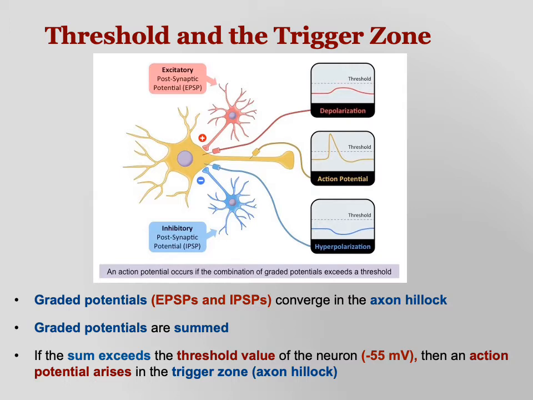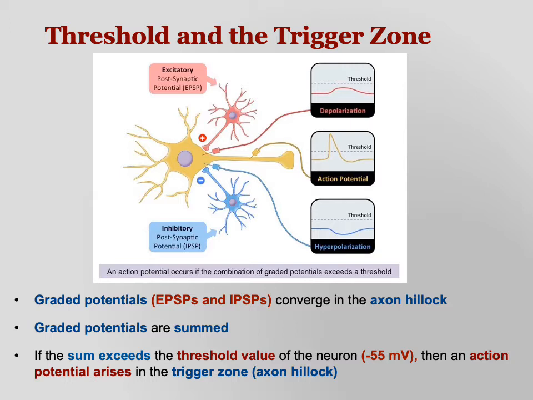That doesn't necessarily happen every time. So we could have, for example, a whole bunch of IPSPs. They might greatly outnumber the EPSPs. In that case, we might go from the resting membrane potential of -70 down to -75, -80, -85. We're not going to have an action potential in that case.